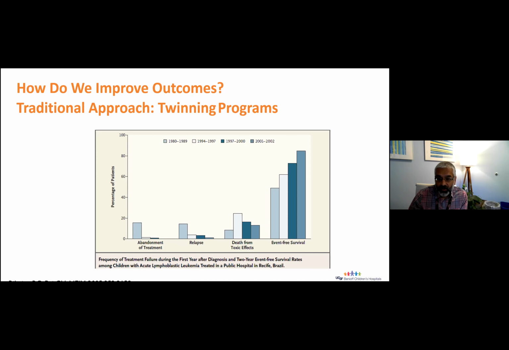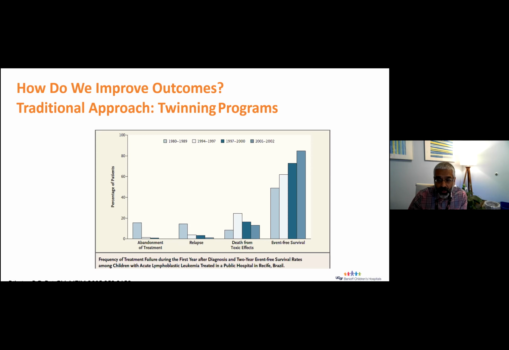So historically, the approach to low and middle income settings has been a twinning approach, and this has been very, very successful. This was initially pioneered by St. Jude in South and Central America. The approach with the twinning program is you choose a single place or a single hospital, and you put in a lot of resources there to try to improve outcomes. And the first place that St. Jude did this was in Recife, Brazil in the 80s and 90s.